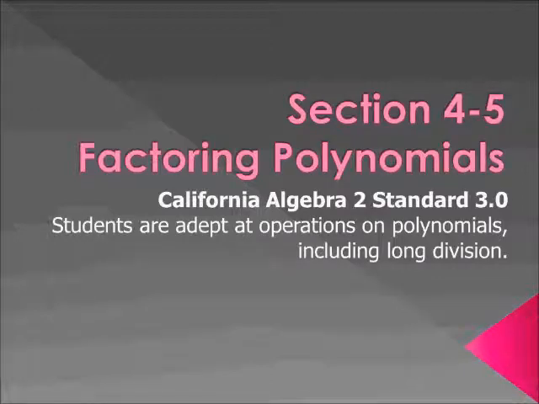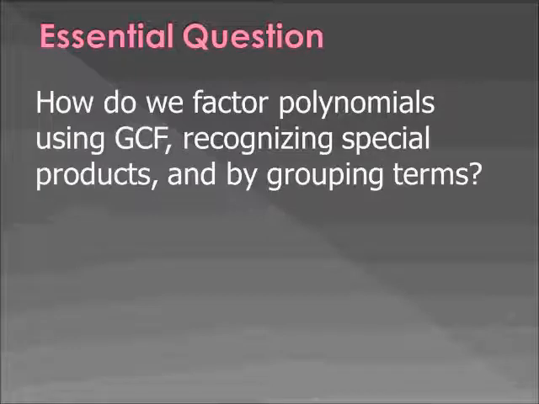Alright, this is section 4.5, Factoring Polynomials. This is Mr. Liao again, and today we will be doing some basic factoring, but you will be using the difference of squares and some special trinomials. So here we go. How do we factor polynomials using GCF, or greatest common factor? How do we recognize special products? And how do we group terms?